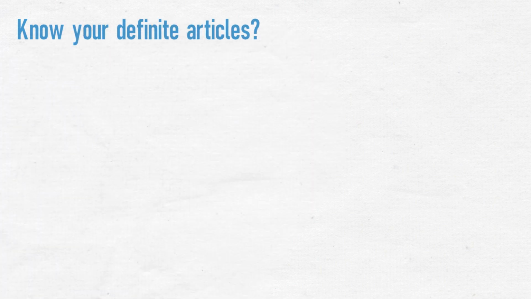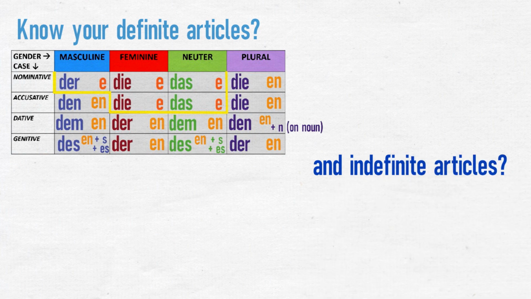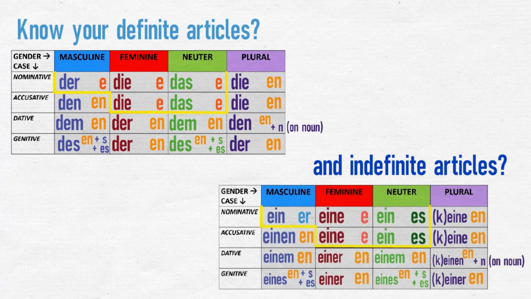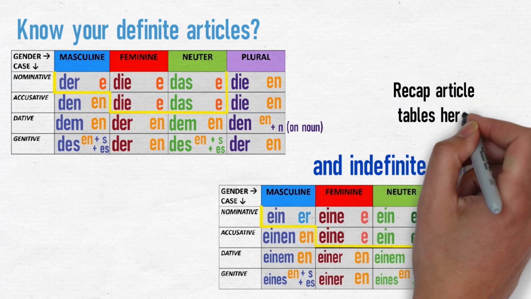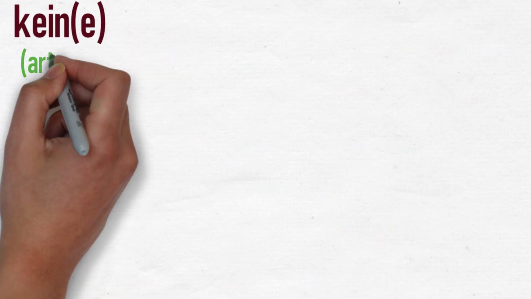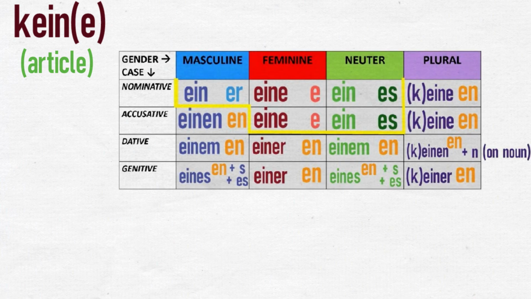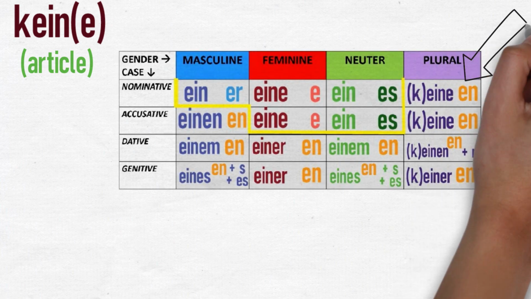In order to fully understand this lesson, it's useful if you have an understanding of the definite articles, the words for the in German, and the indefinite articles, the words for a or an in German. If you're not sure what these are, please watch lessons 6, parts A and B to recap by first clicking here. You should be familiar with the article keine, meaning no or none, as it has come up in our indefinite article table as the plural article.